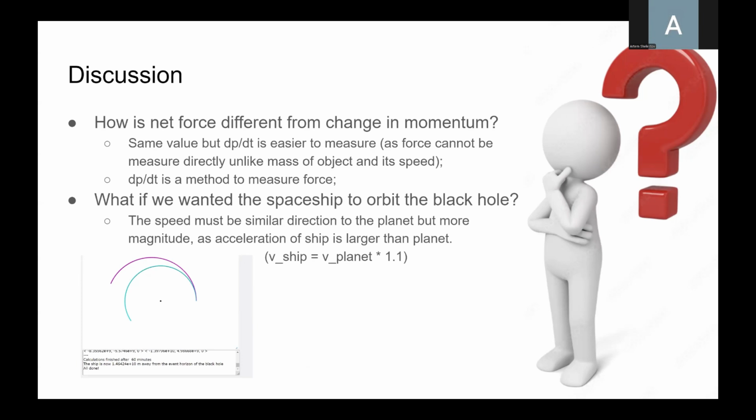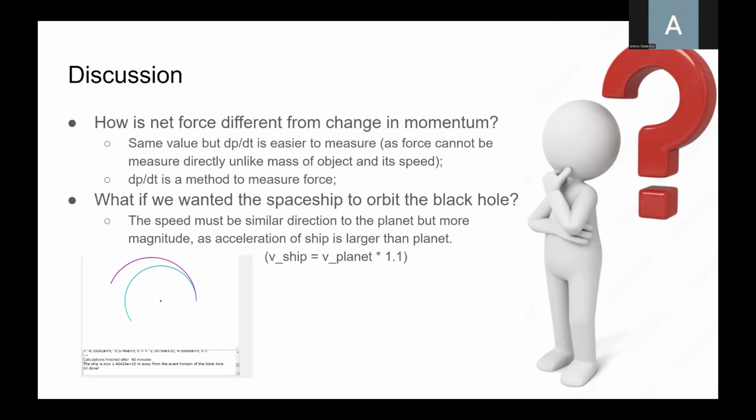If we wanted the spaceship to orbit the black hole, a speed similar to the planet's would be required, in my opinion, because the planet is orbiting the black hole. So the same direction is needed, but it has to be a bit bigger, because if it's the same or smaller, it would just get influenced by the planet's gravitational field.